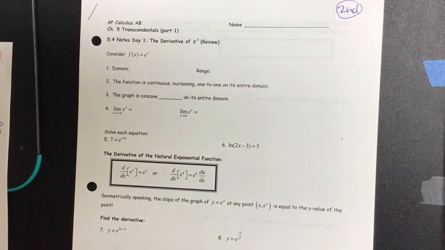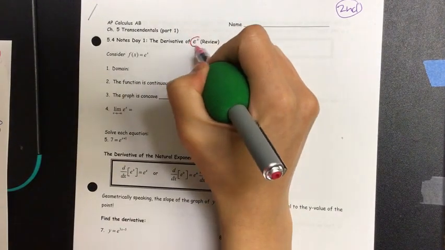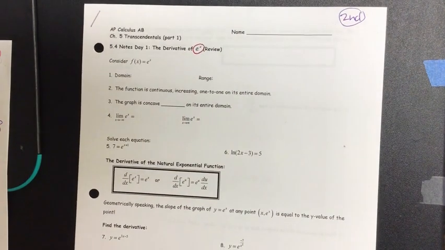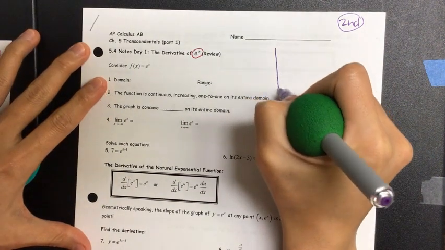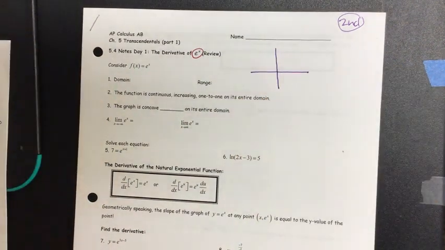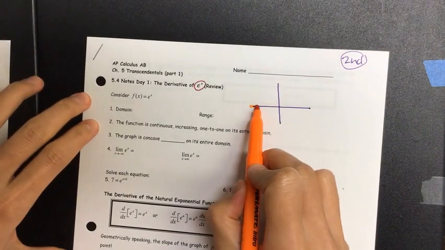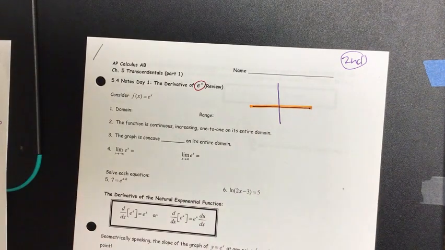Okay, let's talk about e to the x in general and then the derivative of this. And again, this is simply review from earlier last semester. So if you would, give me your coordinate plane. And e to the x is exponential, meaning we have a horizontal asymptote at y equals 0.